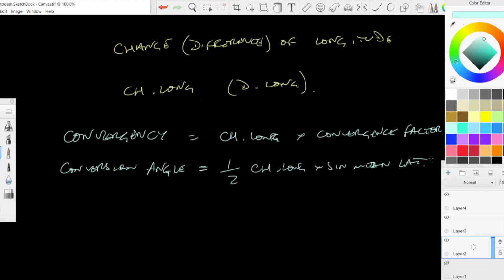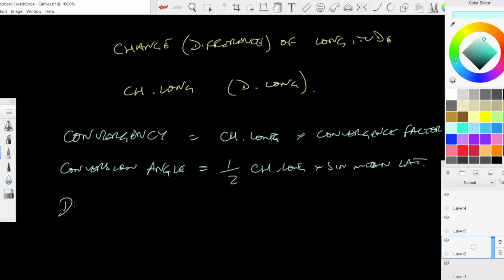Yeah, so it's easily confused because the convergency sounds a bit like conversion angle, and they both contain Chalong times sine mean lat. Yeah, Earth convergency and conversion angle. But obviously, conversion angle is half the convergency.